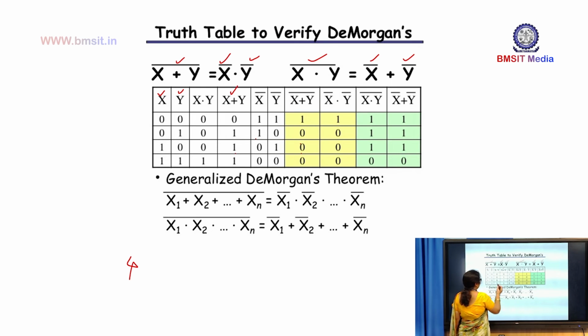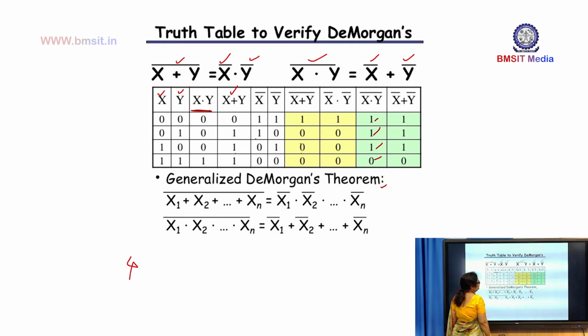Already x into y is calculated here. So that is this one. Take the complement of this column. We have 3 zeros followed by a 1. So here it will be 3 ones followed by a 0. So we are filling this particular column.